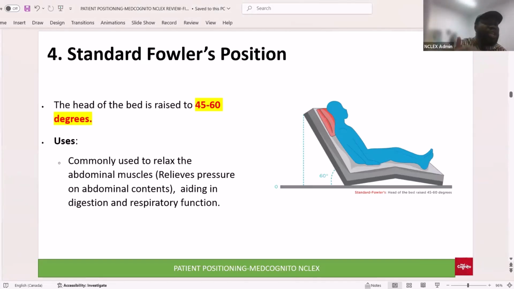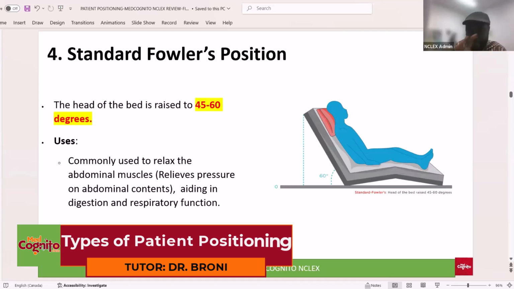It is commonly used to relax the abdominal muscles and relieve pressure on the abdomen, and it aids digestion and respiration. So standard Fowler, please write it down: 45 to 60 degrees. Okay, next position.